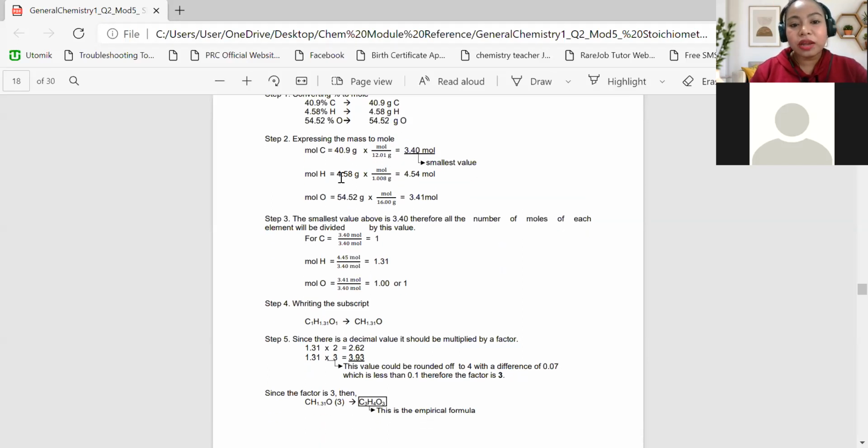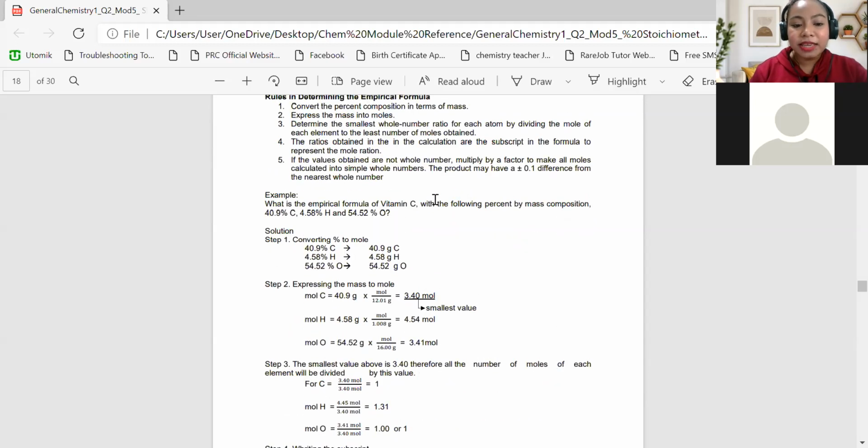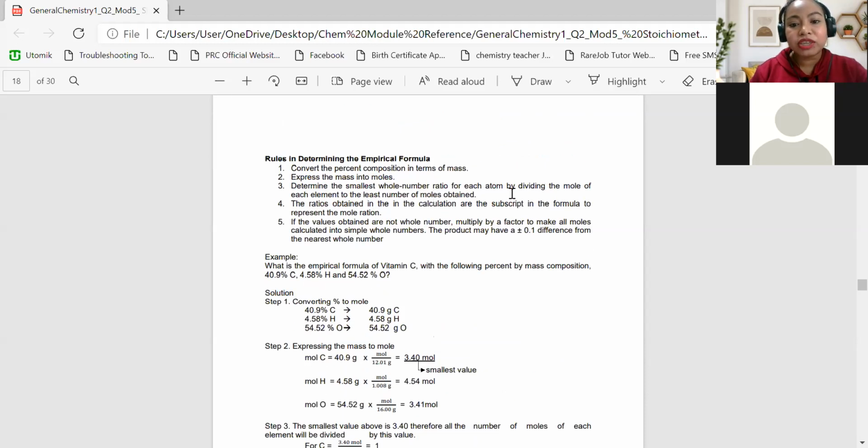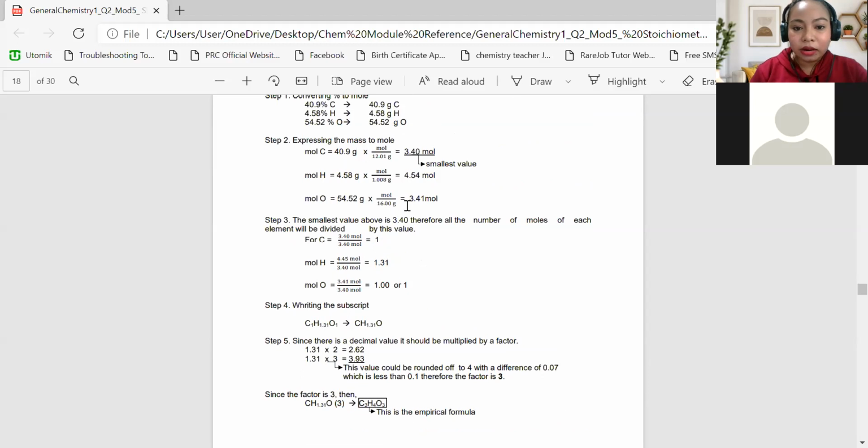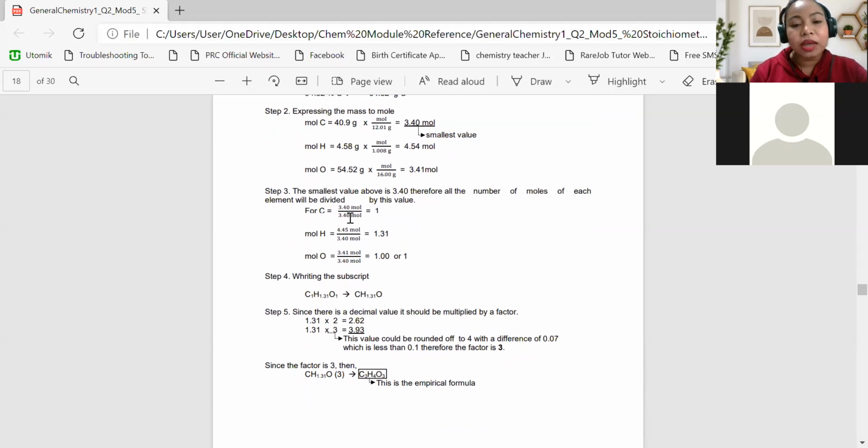Then, moles of hydrogen: 4.58 grams times 1 mole over 1.008 grams, which is 4.54 moles. Then 54.52 grams times 1 mole over 16.00 grams, the answer is 3.41 moles. Next step: determine the smallest whole number ratio for each atom by dividing the moles of each element by the least number of moles obtained. In here, the least number obtained is 3.40 moles. So we divide all the moles by 3.40. That is our third step. So we have 3.40 divided by 3.40 is equal to 1.